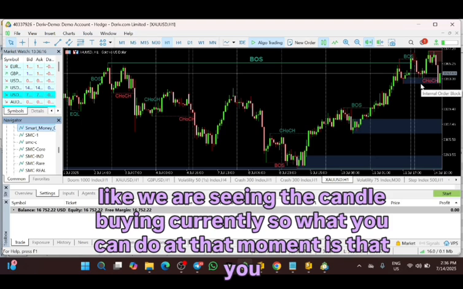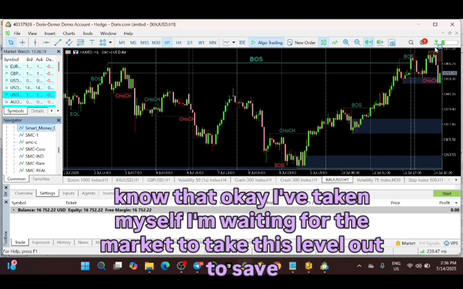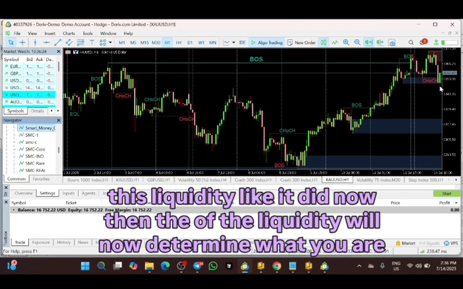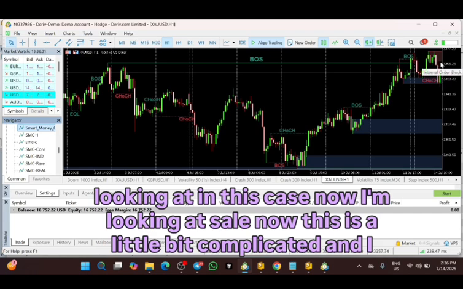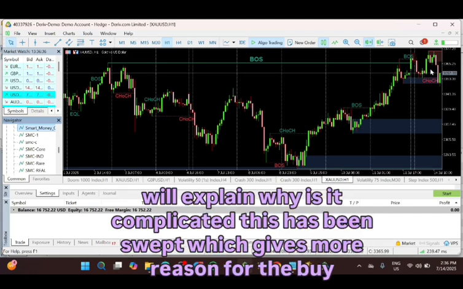So what you can do at that moment is that you know, okay, I've taken my sell, I'm waiting for the market to take this level out, to sweep this liquidity like it did now. Then the sweep of the liquidity will determine what you are looking at. In this case, I'm looking at sell. Now, this is a little bit complicated and I will explain.